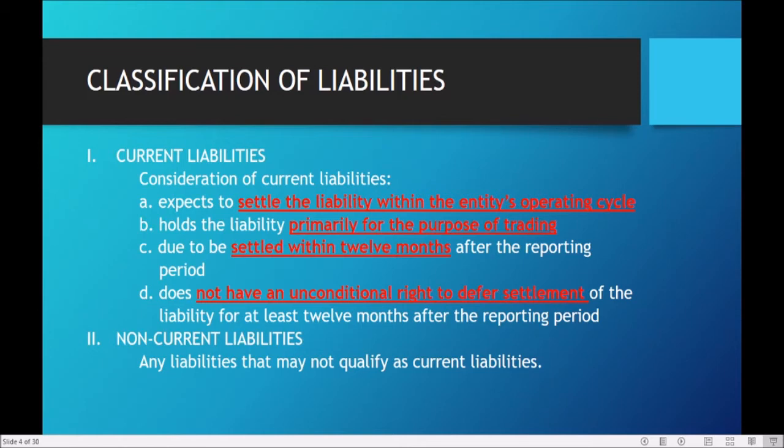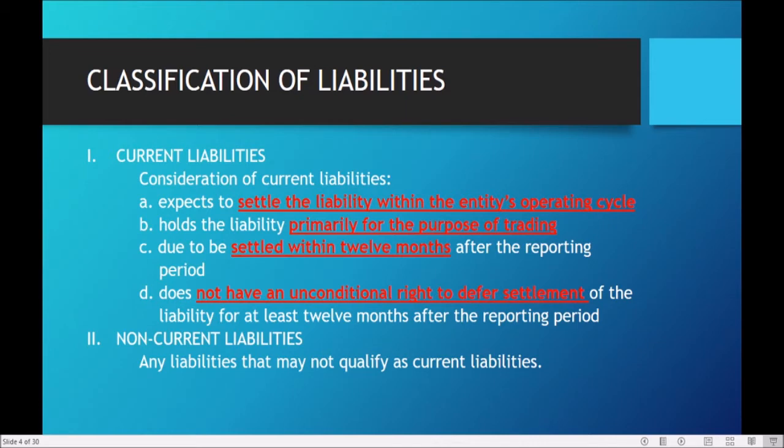Okay? Letter B, holds the liability primarily for the purpose of trading. If the purpose of having that liability is for trading, ibig sabihin, buying and selling of what? Of goods. Because if you are a merchandising type of business, then you buy goods on account, that is a trading liability. How about your manufacturing? If you buy raw materials on account or in a form of a promissory note, as long as it is related to trading, it is a current liability.